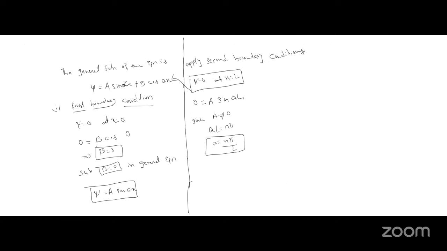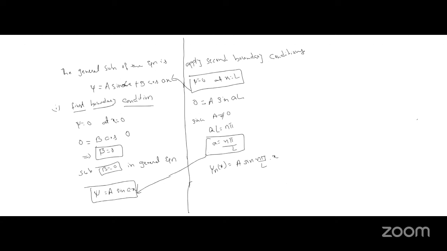Substituting this alpha value in this equation, what do we get? The function psi of x equals A sin, and in place of alpha, I am substituting n pi by L, times x.